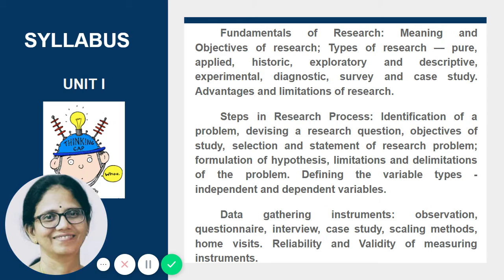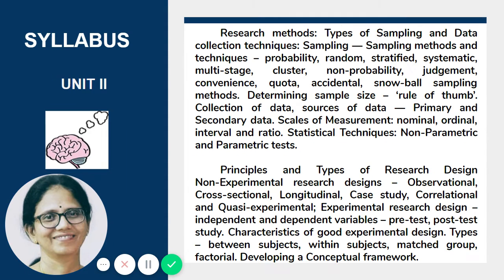Here's the syllabus. In Unit 1, the fundamentals of research such as meaning, objectives of research, types of research, advantages and limitations of research will be introduced to you, and also the steps in research process such as identification of a research problem, devising a research question, objectives of the study, defining variable types will also be introduced to you, and data gathering instruments such as observation method, questionnaire, interview, case study, home visits, and their reliability and validity measures will also be introduced to you.